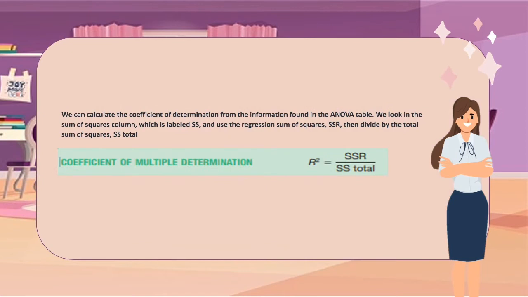We can calculate the coefficient of determination from the information found in the ANOVA table. We look in the sum of square column, which is labeled SS, and use the regression sum of square SSR, then divide by the total sum of square SS total.